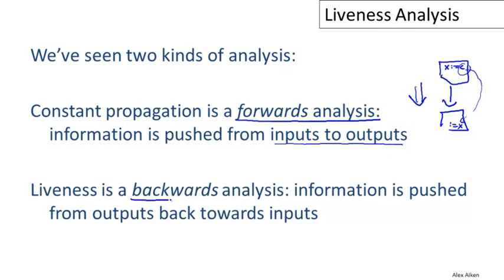Liveness, on the other hand, is a backwards analysis. Information is pushed from outputs back towards inputs. So here, in this example, and let me change colors, we see that X is live before this statement, and that liveness gets propagated in the other direction. It gets propagated against the flow of execution, backwards towards the beginning of the program.